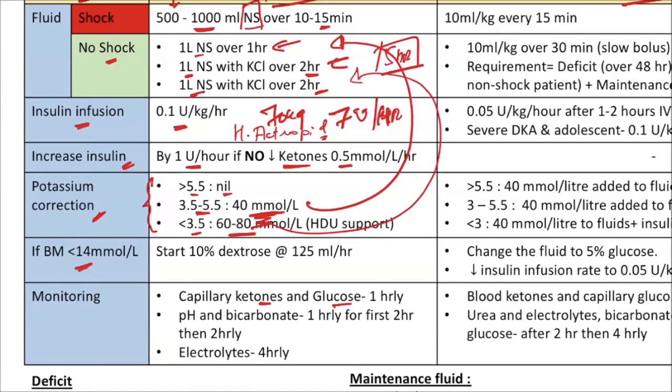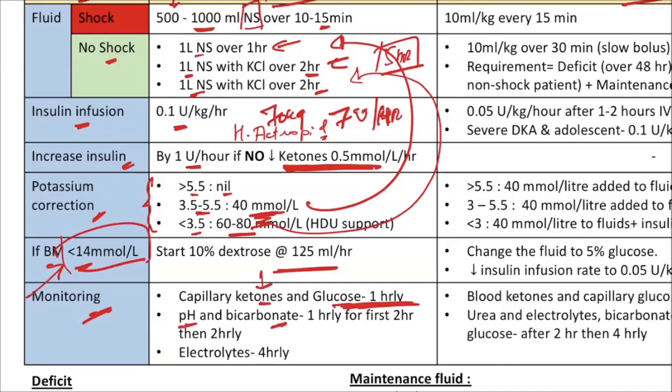Your glucose level starts falling rapidly and has come down to 14 millimoles per liter. At that point of time, what will you be doing? The recommendation is you start 10% dextrose at 125 ml per hour. You need to continuously monitor. For example, ketones values are required hourly. This needs to be checked hourly, because if it falls less than 0.3 millimoles per liter, then you need to start 10% dextrose at 125 ml per hour. That's why monitor this hourly.